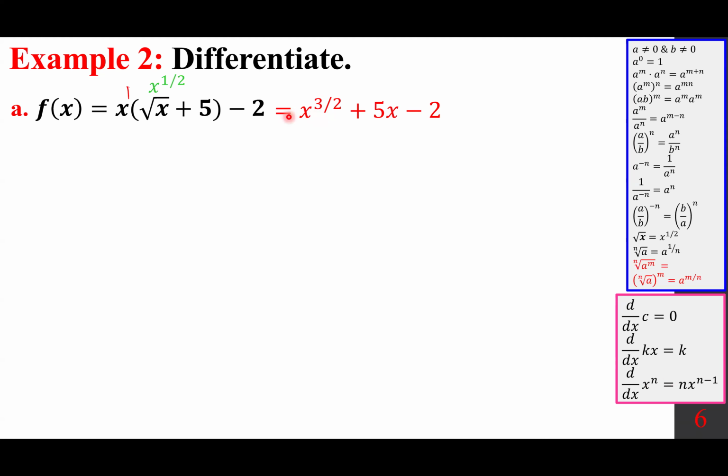So this becomes 3 halves x to the power of 1/2, plus 5, and of course any constant is 0. And x to the power of 1/2 is square root of x. We put it in the same format we received it.